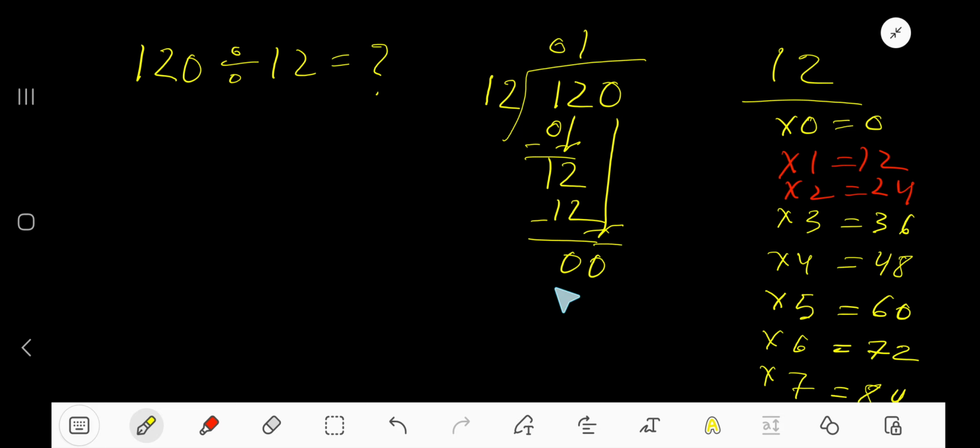0 0 means 0. 12 goes into 0 0 times. 0 times 12 is 0. Subtract, 0. So our remainder is 0 and there is no digit in the dividend to bring down. So 0 1 0 means 10 is our answer.